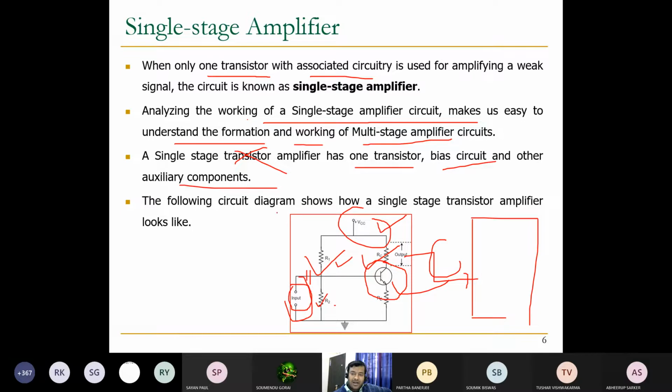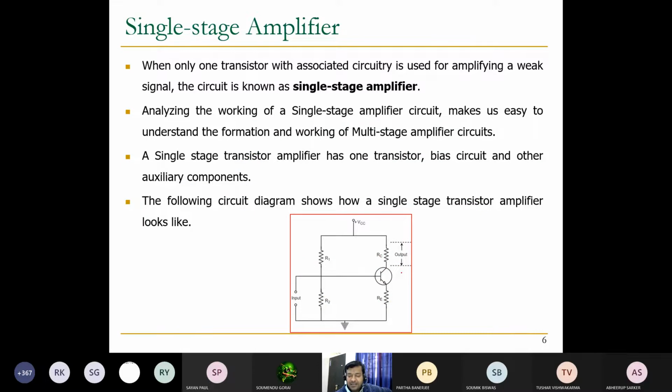So the following circuit diagram shows what a single stage transistor amplifier looks like. As you can see here, this is one transistor. Here you can see that it has 3 terminals: collector, base and emitter.